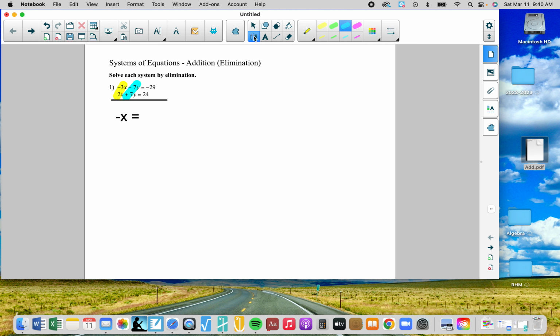And then we have our third column, and our third column are our constants. Negative 29 and positive 24 makes negative 5. And now, notice there's only one variable left, and we want to isolate it. We have a negative x. Remember, we're solving for x, not negative x, so we have to get rid of that negative 1 in front.